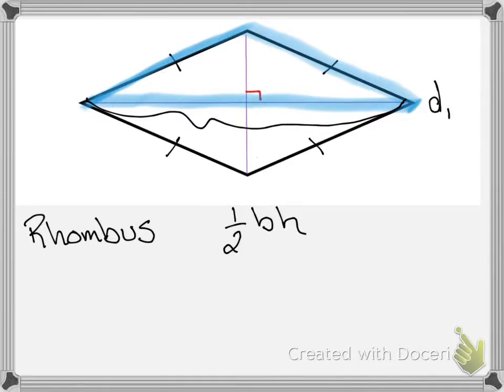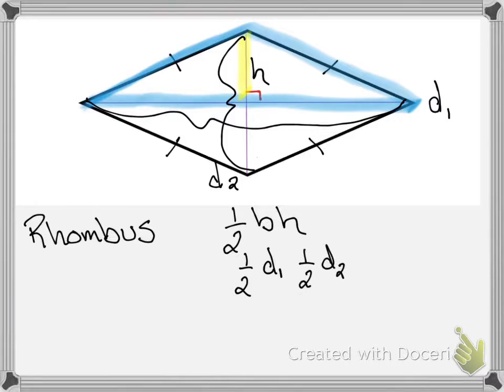We'll call that diagonal 1. So the base is diagonal 1. So I take 1/2 diagonal 1 times the height of this triangle. Well, the height of this triangle is just this distance right there, my h. And if you notice, that height is half of the second diagonal. So if that whole thing's diagonal 2, then my height would be half of diagonal 2.